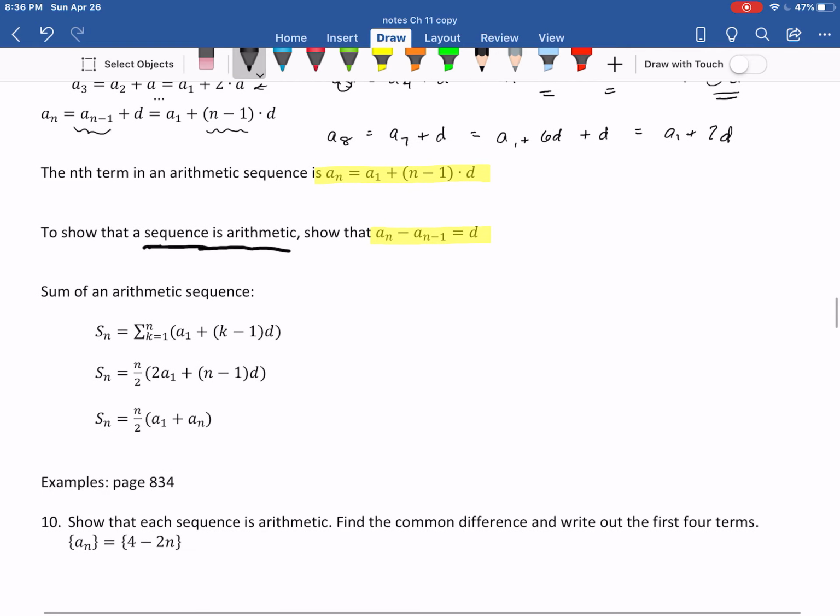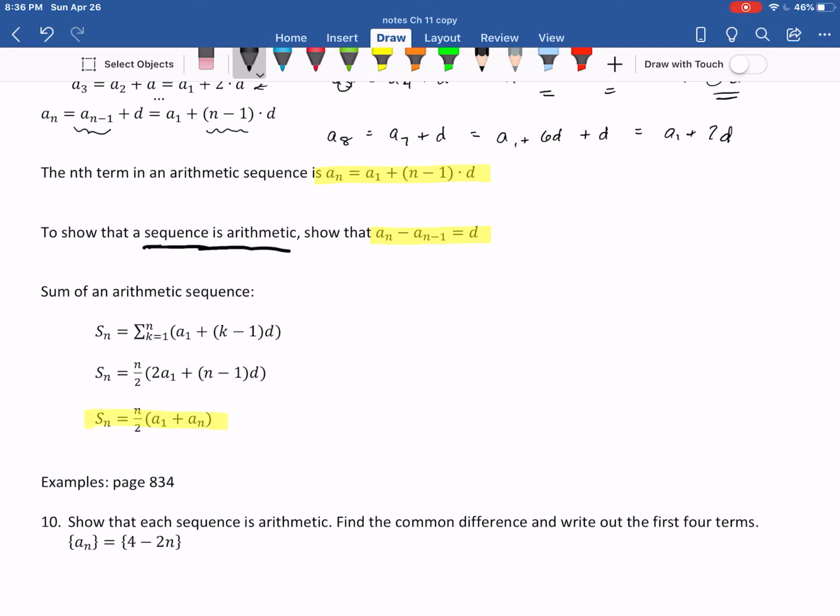Back to your formula sheet. If you're adding up the terms in an arithmetic sequence, right? You're constructing a series now since you're adding up the numbers together. The sum of n of those term values is equivalent to, I like this last version the best. It makes the most sense, okay?